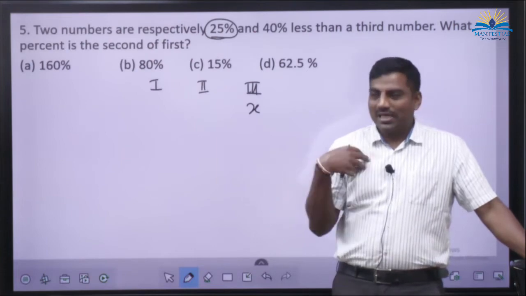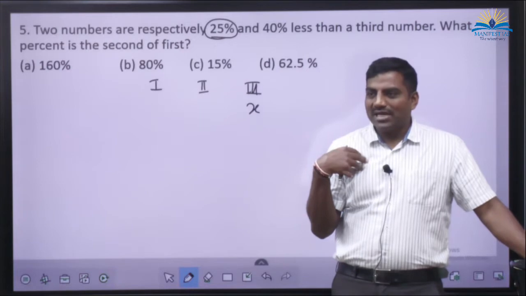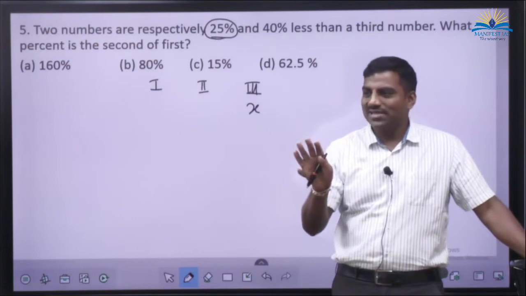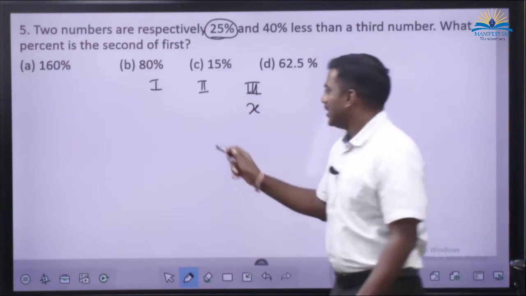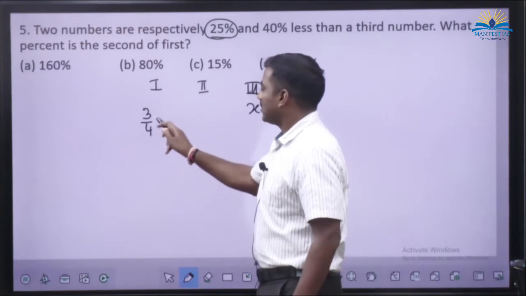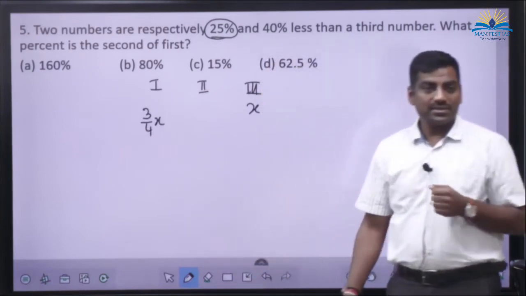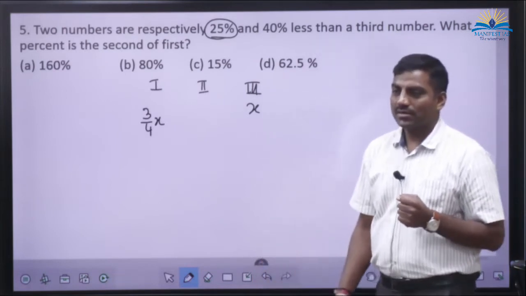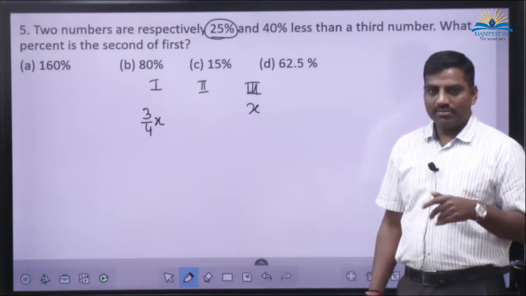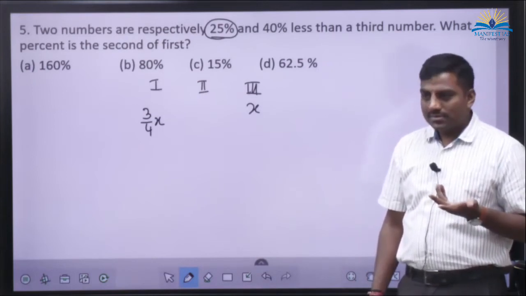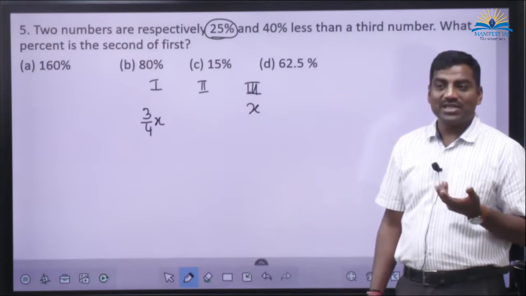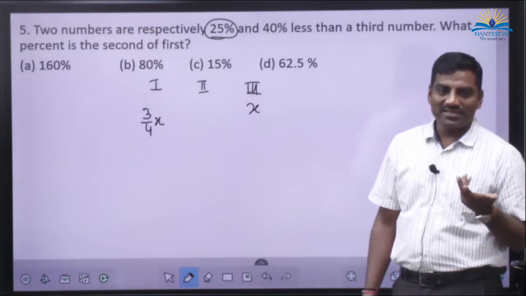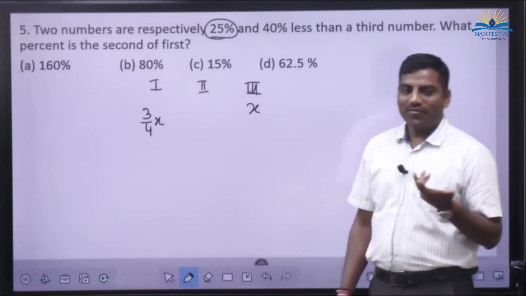Yes or no? If they are cutting my salary by 25%, that means what? They are giving me 75% salary, no? As simple as that. So can I write this as 3 by 4x? Can I? Yes? Then, second number. How much less? 40% less. Means 60% of that number. For 60%, what is the fraction? 3 by 5.